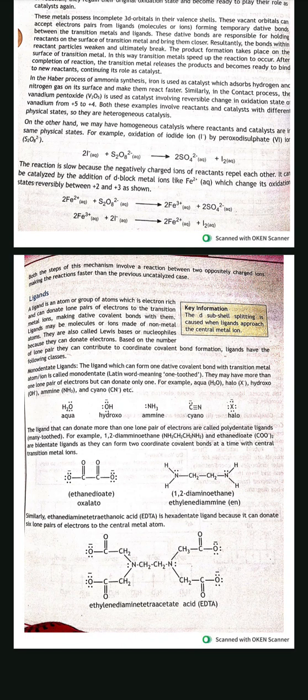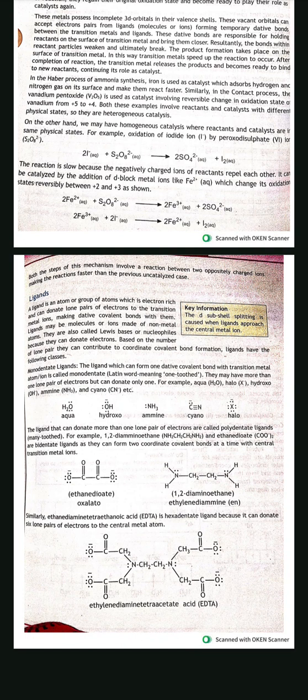Now we have the ligand. A ligand is an atom or group of atoms which is electron rich and can donate lone pairs of electrons, making a dative covalent bond with the metal. Ligands may be molecules or ions made up of non-metal atoms. They are also called Lewis bases or nucleophiles. Based on the number of lone pairs, they can contribute to coordinate covalent bonds. Ligands have the following classes.